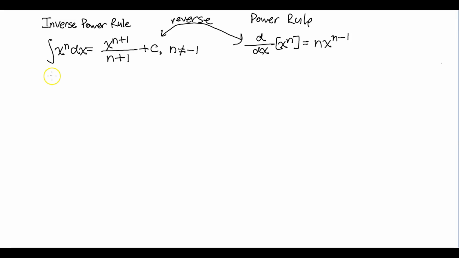Now we're going to apply this to some integrals. Let's try to find the integral of x to the 5th dx. If we apply the inverse power rule, you get x to the 6 over 6 plus c, where c is the constant of integration. Remember, you have to put that c in there. Otherwise, you're not actually finding the antiderivative.